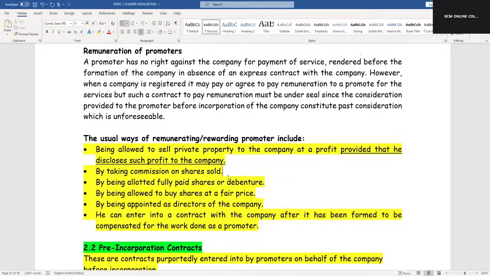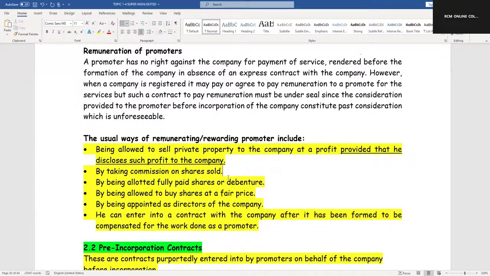So you can formally enter into an agreement with the company after formation to be remunerated for the work he did as what? As the promoter of the company. So those are just some of the ways the promoter of the company can be remunerated or compensated for the work he has done as a promoter of the company.